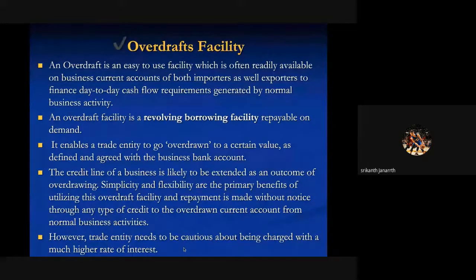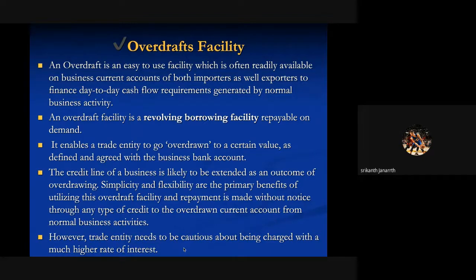And again, he deposits the money. Again, the limit can be utilized. So likewise, you keep on rotating this facility over and over again. That kind of facility is called revolving. A current account overdraft is a revolving facility. If you have an LC, it's revolving. If you have a credit card, in personal capacity, if you're using a credit card, you have a limit.